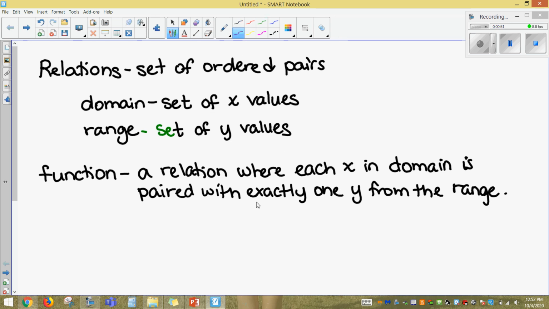One phrase that I want to make sure that we're clear on is we're saying exactly one. Exactly one means exactly what it sounds like. That means one and only one. So every x in the domain gets matched with a y value, and that's it.